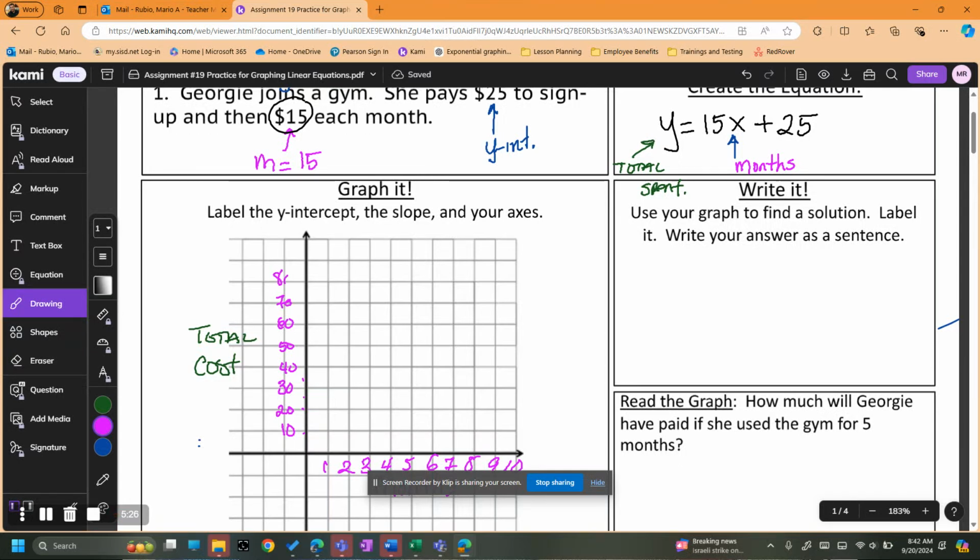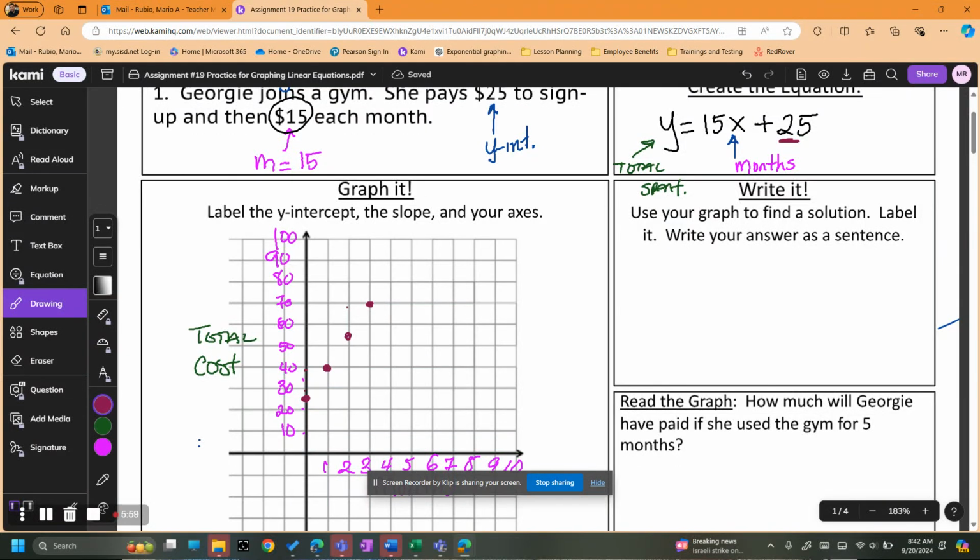So each little square is worth $10. We're going to start at 25 as our y-intercept. So 20 and 30. So 25 would be somewhere in the middle. And then we're going to spend $15 each month. So after the first month, we're going to go up 15. 5 and 10 is 15. Remember, each one of these squares is worth 10. So that's 10 plus 5 is 15.